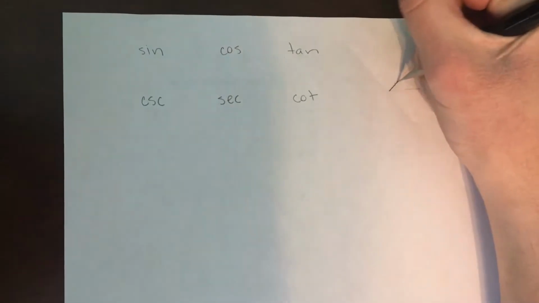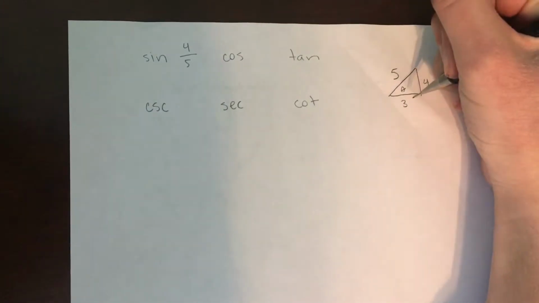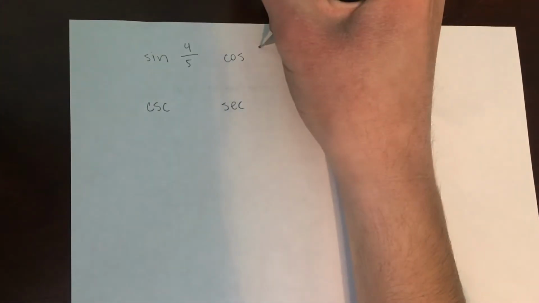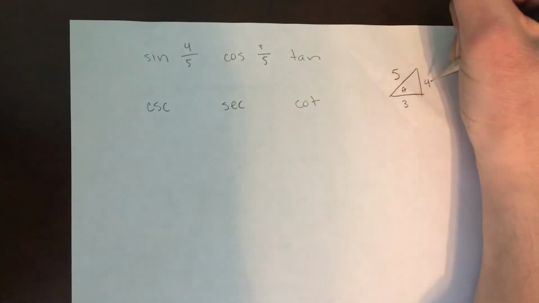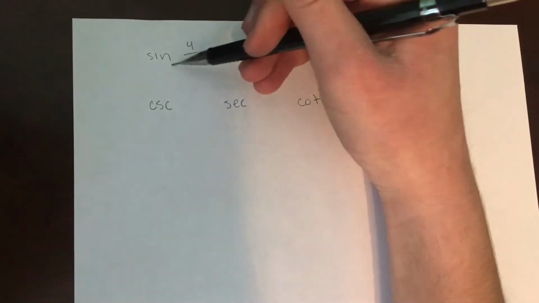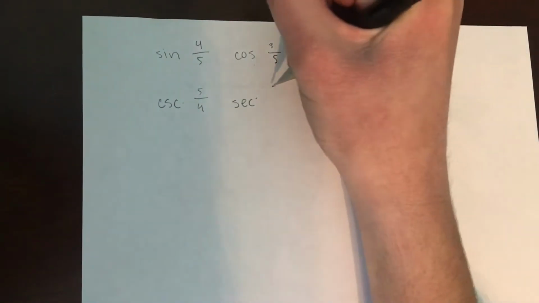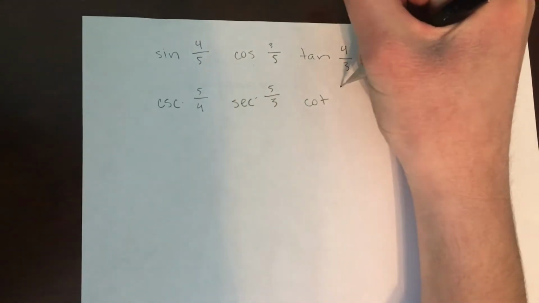For example, if you had a triangle with these sides, the sine would be opposite over hypotenuse, which would be 4 over 5. Cosine would be adjacent over hypotenuse, which is 3 over 5. And tangent would be opposite over adjacent, which is 4 over 3. And then these ones are just the reciprocals. So 5 over 4, 5 over 3, and 3 over 4.